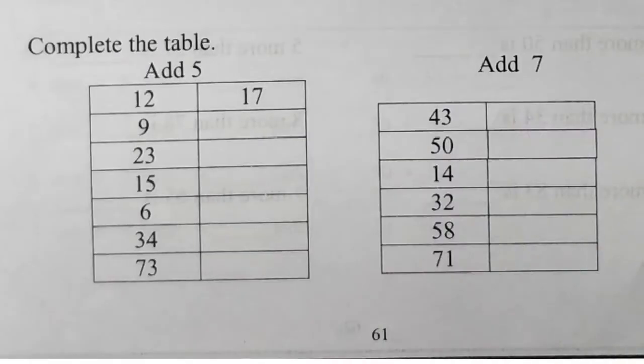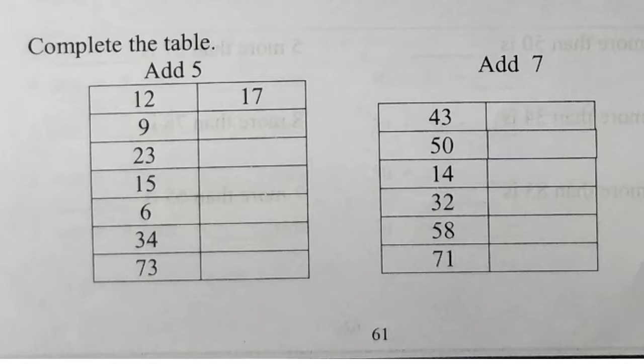Here you have to complete the table. In the first table, to all the numbers that they have given, you have to add 5 to all the numbers. First one they have done, if you see, the number is 12. They have added 5 to number 12. So after 12, if we count 5, that is 13, 14, 15, 16 and 17. So you see the answer there, right? In the same way, we have to add number 5 to rest of the numbers.